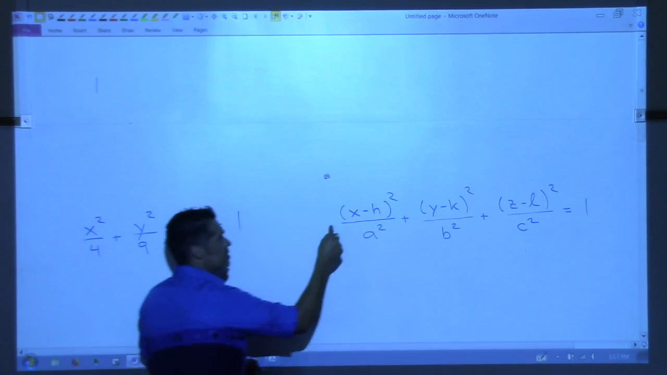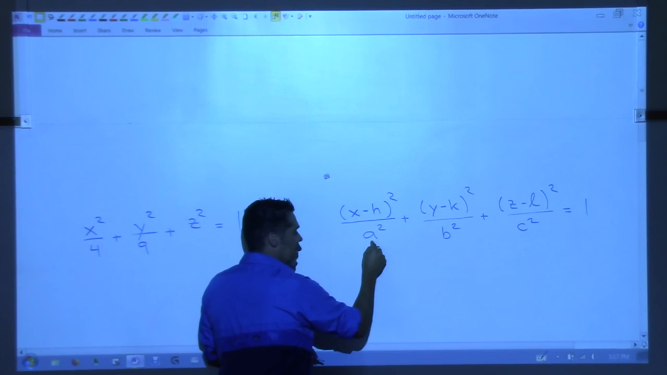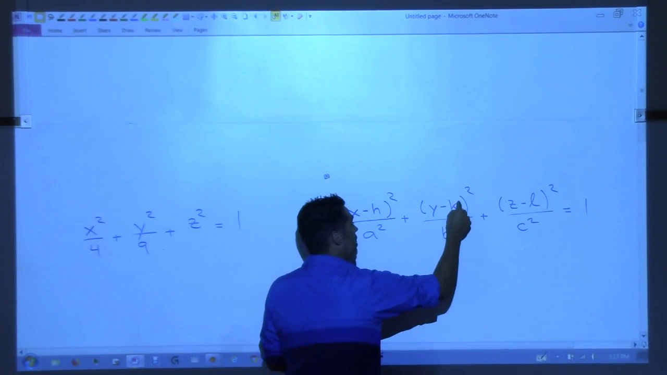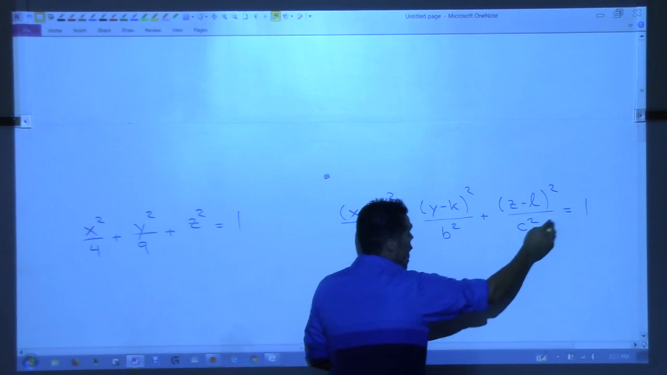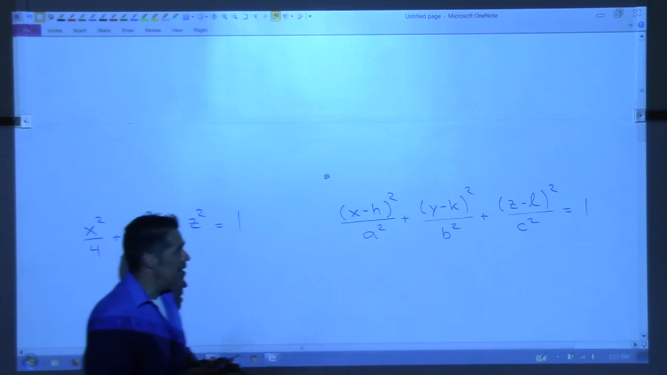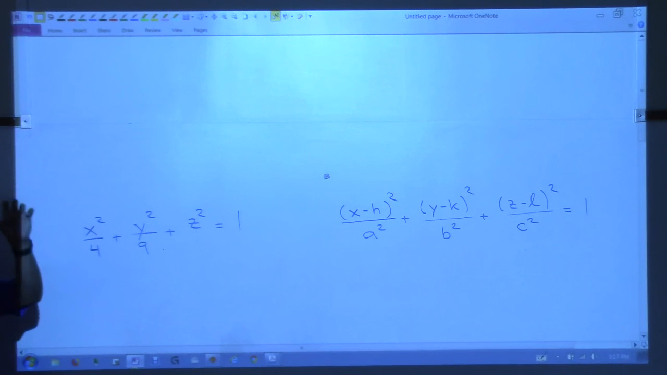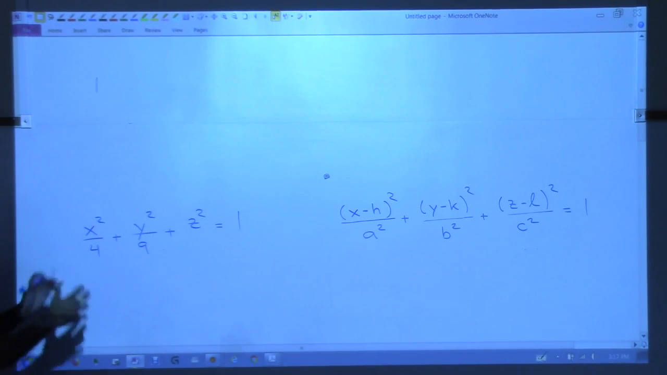We notice it because it's variable squared over constant squared plus variable squared over constant squared plus, so all positives, all squared, equals 1. We know it's an ellipsoid. The h, k, l is just going to be where it's centered, all right? So that would extend to every single surface I just showed you. The h, k, l would just be where it shifted.